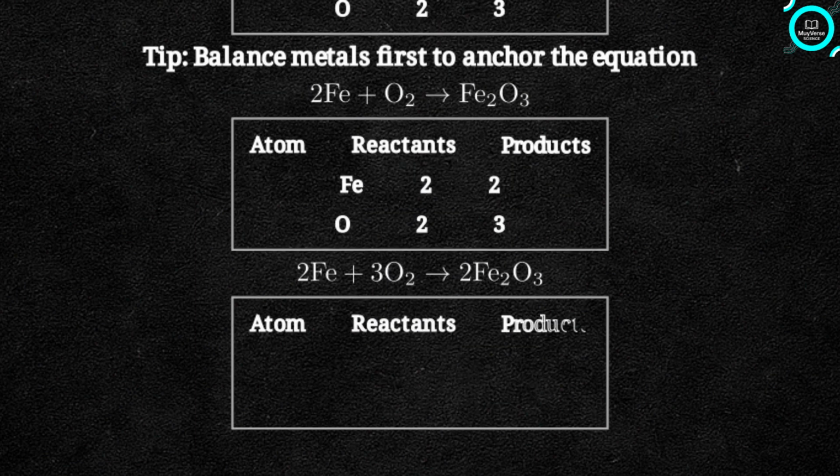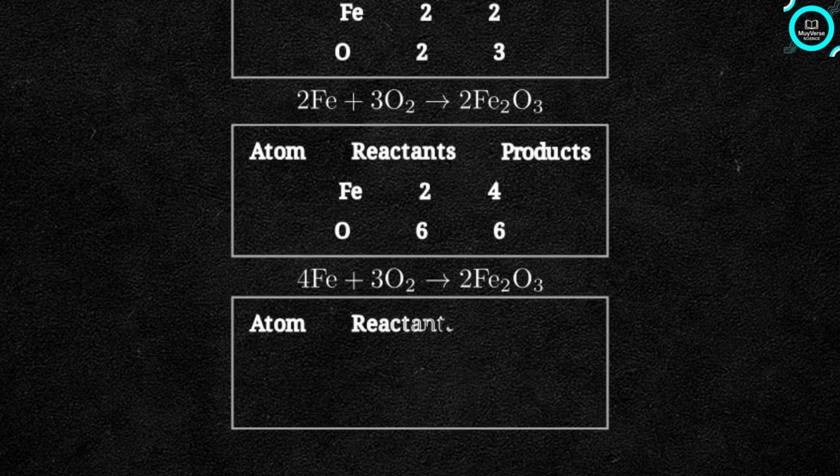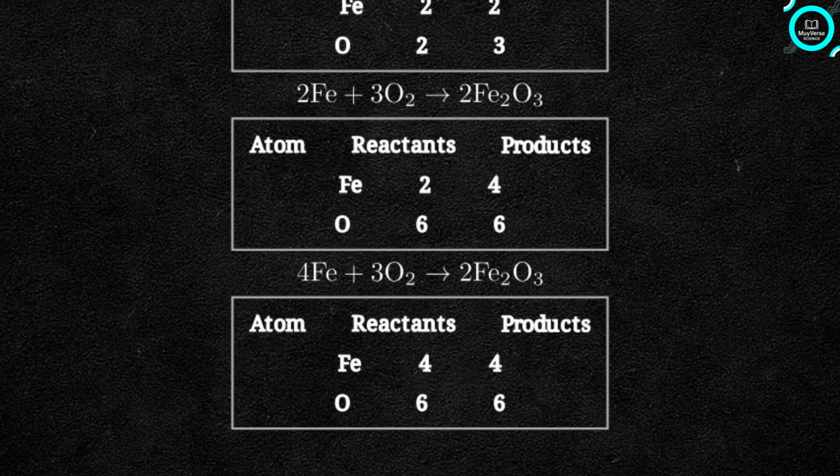Recount again. Oxygen now matches, but iron changed. Step 4. Rebalance the metal. We need 4 irons on the left. Change the coefficient to 4. Final atom count. Everything matches.